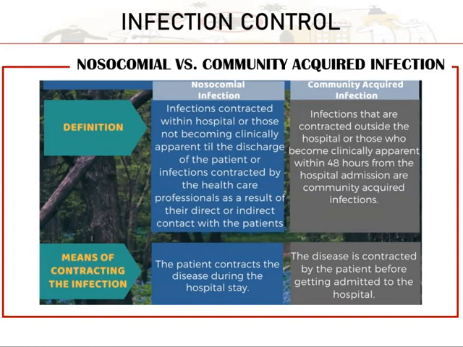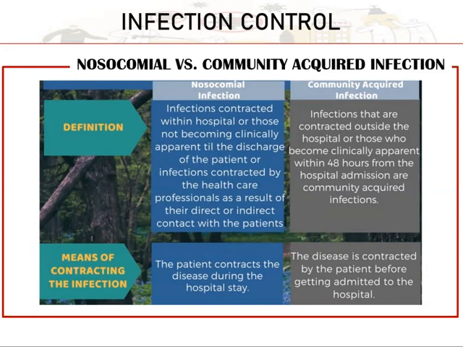The next one is community acquired. Community acquired infections are communicable diseases. When you say communicable diseases, they can be spread from person to person. Examples of this are pneumonia and COVID-19.